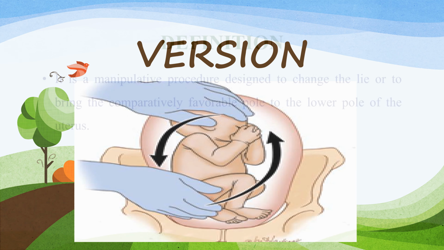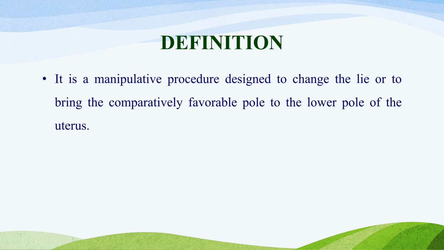The definition of version is: it is a manipulative procedure designed to change the lie, or to bring the comparatively favorable pole to the lower pole of the uterus. So the favorable pole is the vertex presentation. So that is bringing down, bringing the version.